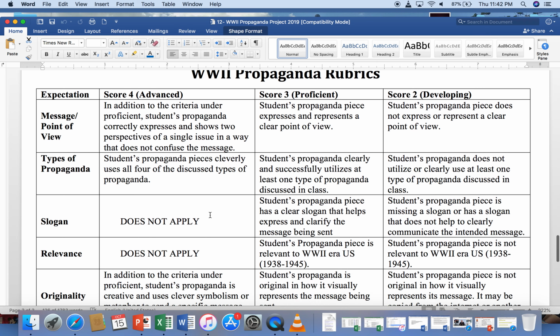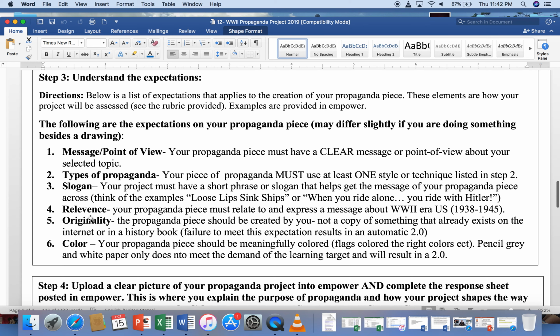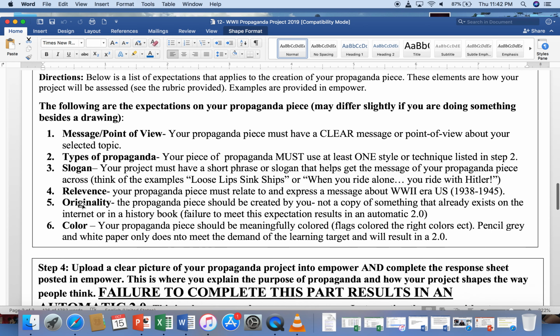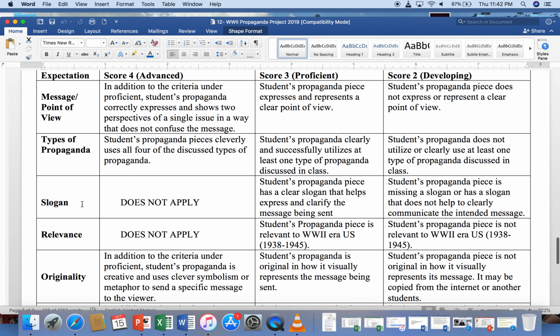Okay? And you can see that these are the elements that are listed. So if we go back up here really quick, I don't want to move too fast because it freezes. In step 3, these are the 6 things you're asked to do over the course of your project. Here is what those things look like as a 2, 3, and 4.